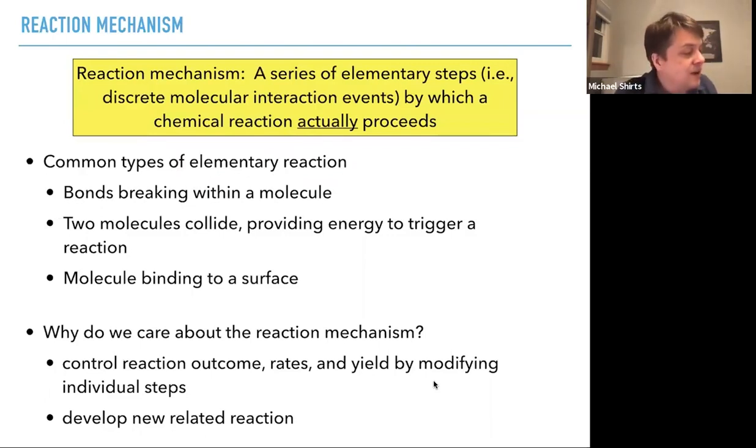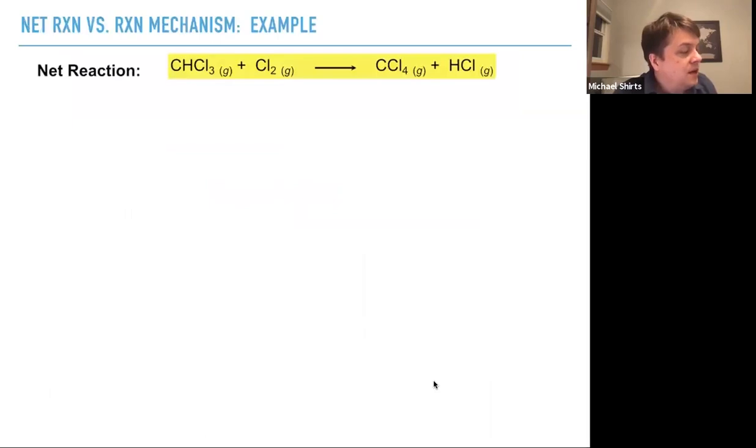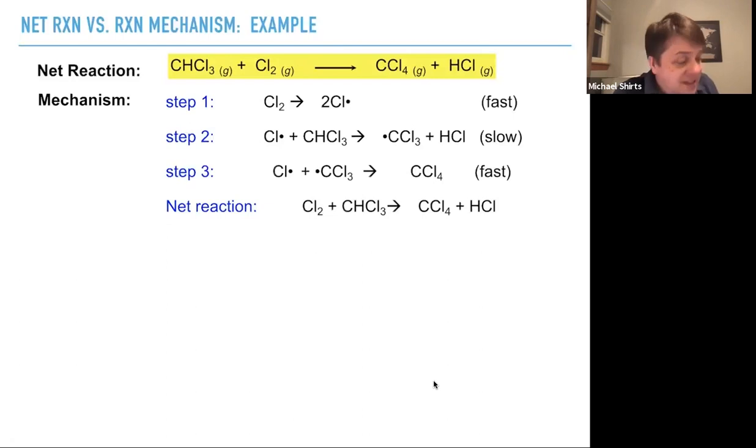So let's take a look at some of these reaction mechanisms. Let's just compare the net reaction. A net reaction, in this case, for making carbon tetrachloride might involve reacting trichloromethane with chlorine. And that's the net reaction, but the actual reaction is much more complicated. You might have a fast step of chlorine breaking apart into two chlorine atoms, and then the slow step where the chlorine atom reacts. You can have species in here that are not Lewis structure stable because they only exist for a short amount of time.